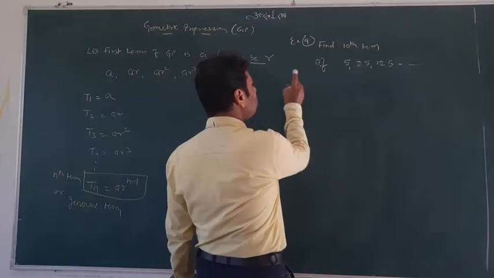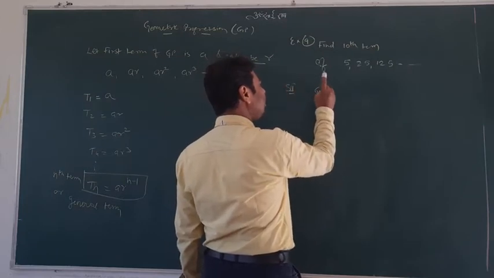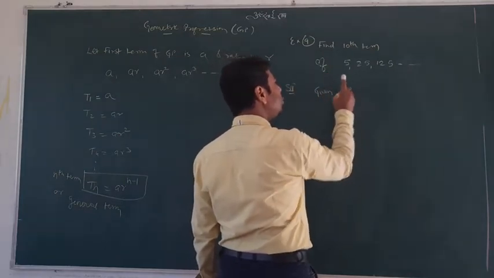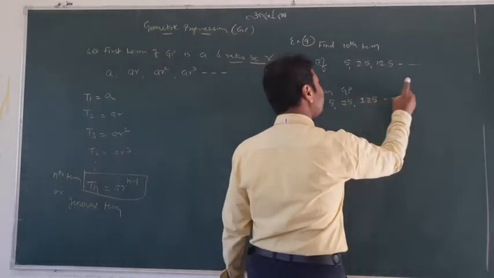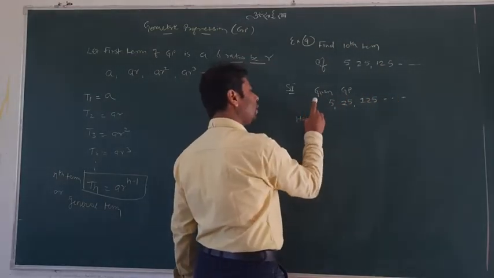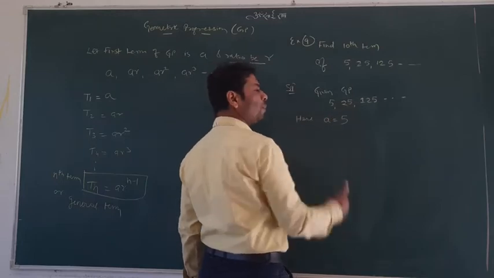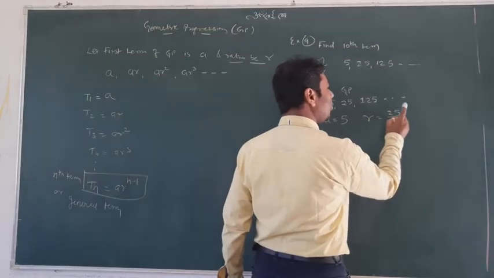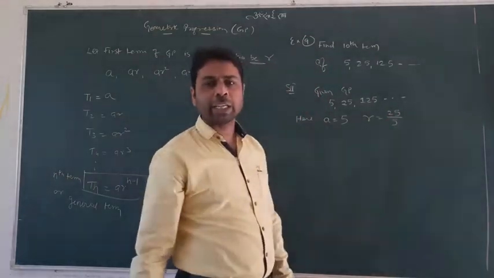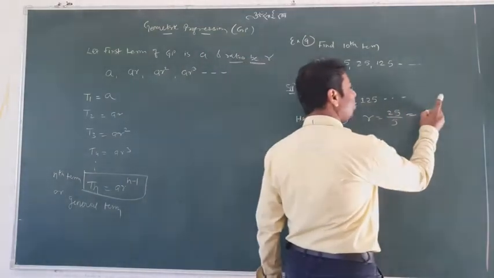What will we do? Solution. Given GP, I will write first. Given GP is 5, 25, 125 and so on. First of all, I will use the first term 5. a equal to 5, and ratio, meaning second term upon first term. Keep remembering, ratio means second term upon first term, meaning 5.